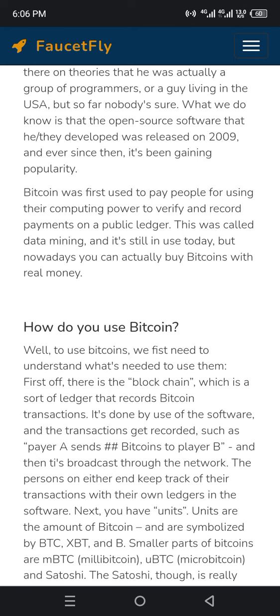First off, there is the blockchain. If you want to make use of Bitcoin, you have to be aware of the blockchain technology. The blockchain is a really disruptive technology, which is a sort of ledger that records Bitcoin transactions. It is done by use of software, and the transactions get recorded, such as payer A sends to payer B, and then it is broadcast through the network.